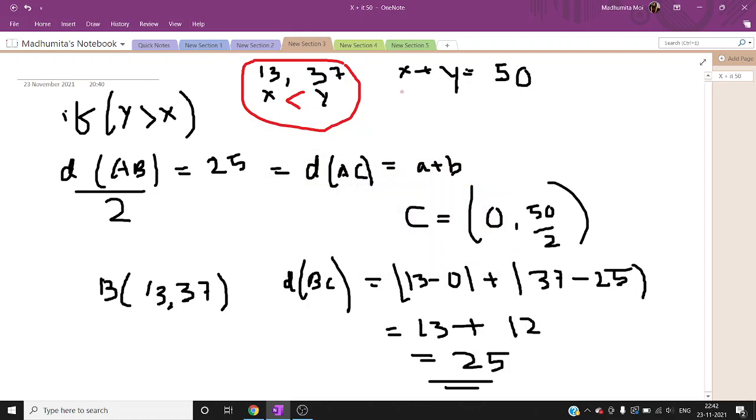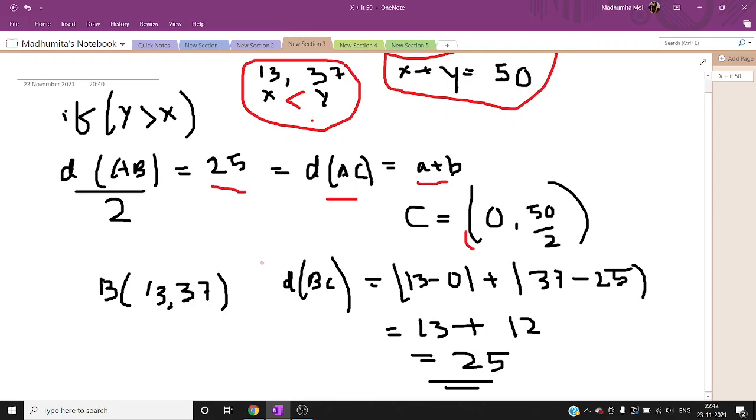So we first take the distance of AB, that is 50. X plus y in this case is 50, and in this case y is greater than x. So distance of A to B divided by 2 is 25. This should also be equal to the distance of A to C. Here we simply write, if y is greater than x, then C equals 0 comma distance of A to B divided by 2, that is 50 by 2.